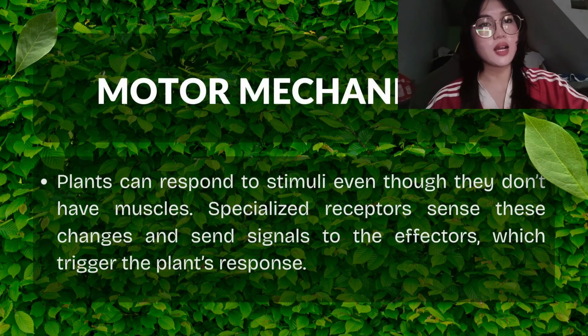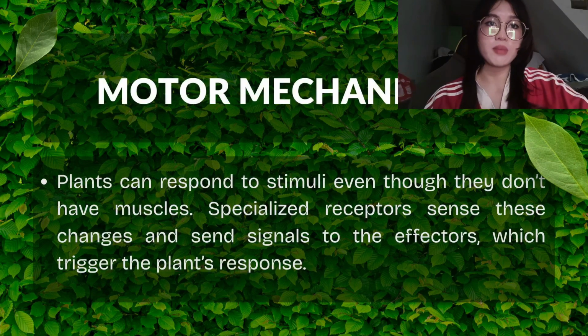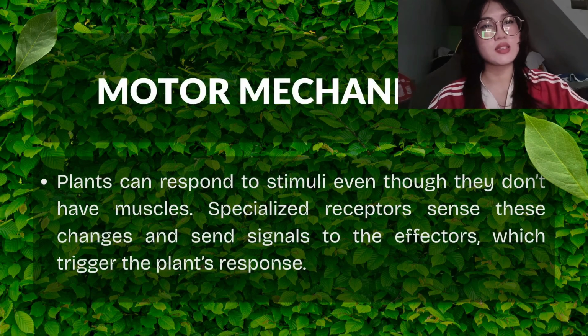Now, we will talk about the motor mechanism in plants. Unlike animals, plants do not have muscle or a nervous system. However, they can still respond to stimuli in their environment. Plants have specialized receptors that detect change such as light, gravity, water, and touch.